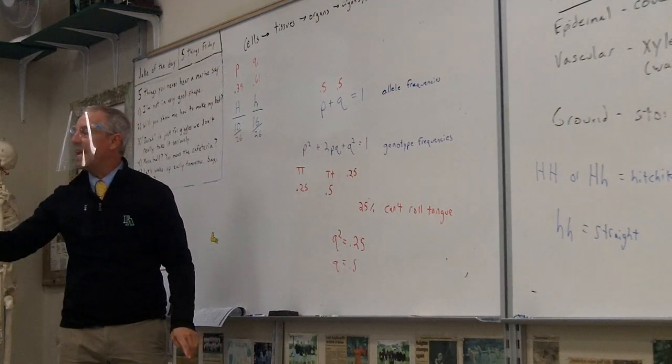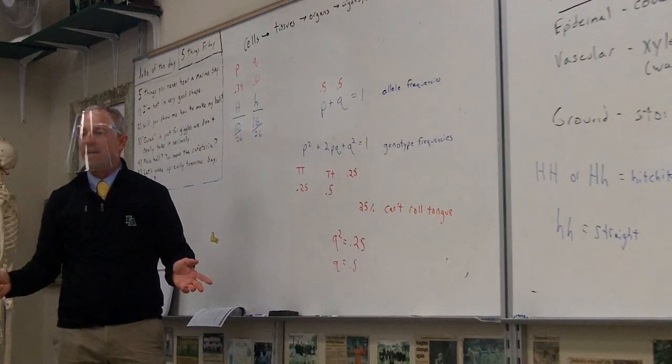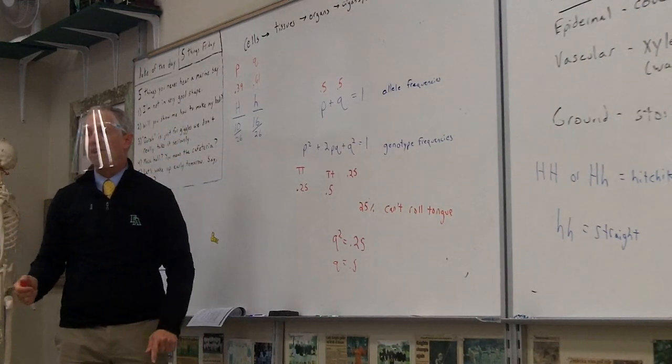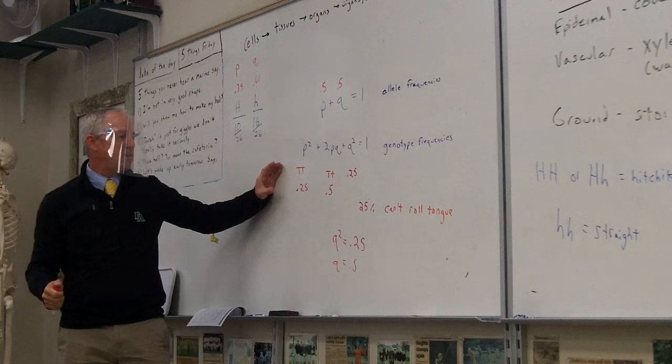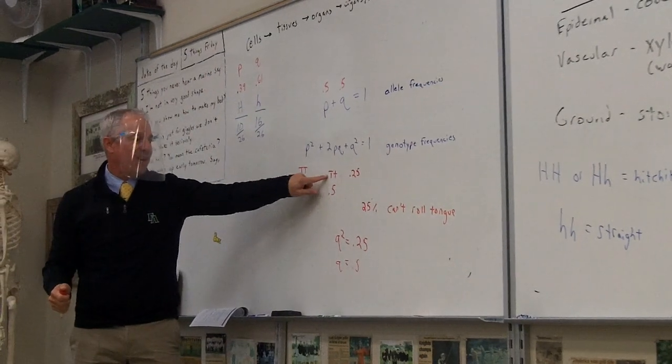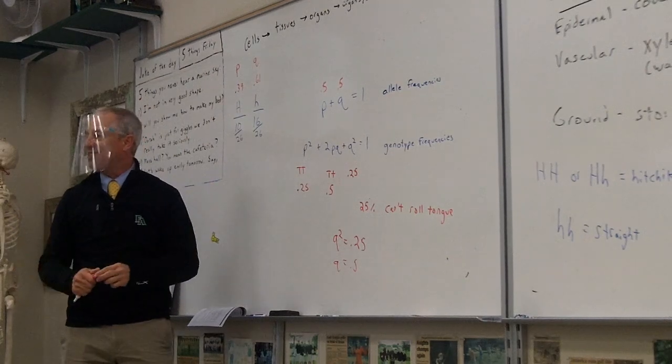Now, here's the last thing, what if they said there are 10,000 folks in the population? How many are heterozygous? There's 10,000 folks in the population, 50% are heterozygous. What's half of 10,000? 5,000.